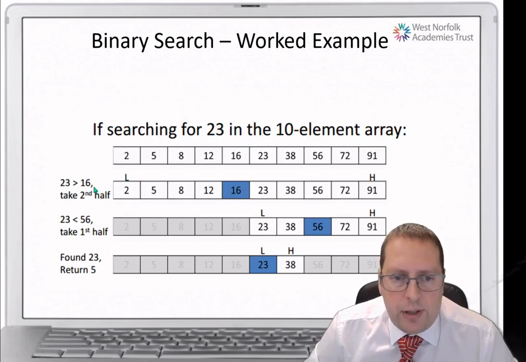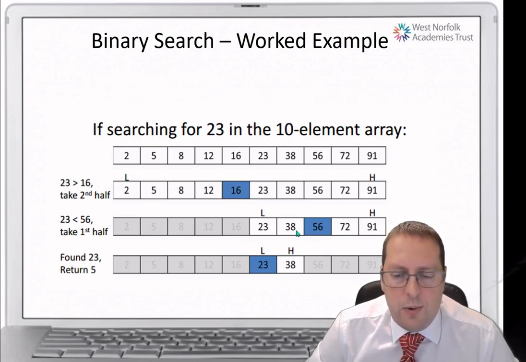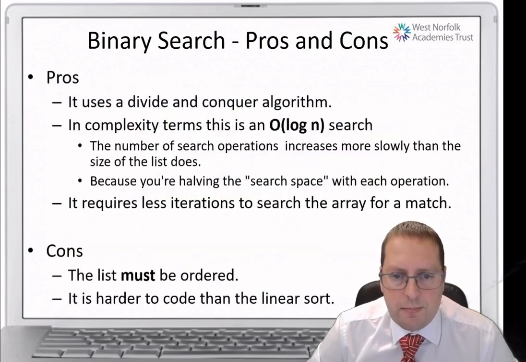So again, we've got an example here of looking for the number 23. We go to the middle item, which is 16. It's bigger than 16, so we can get rid of all of these. And then we look for the next item, which is 56. Again, we can get rid of the 56, 72 and 91. So we're left with 2 items to look for. And if you're in between 2, you go to the left hand side. And there it is. We've got the number 23. So again, that was found in 3 iterations.